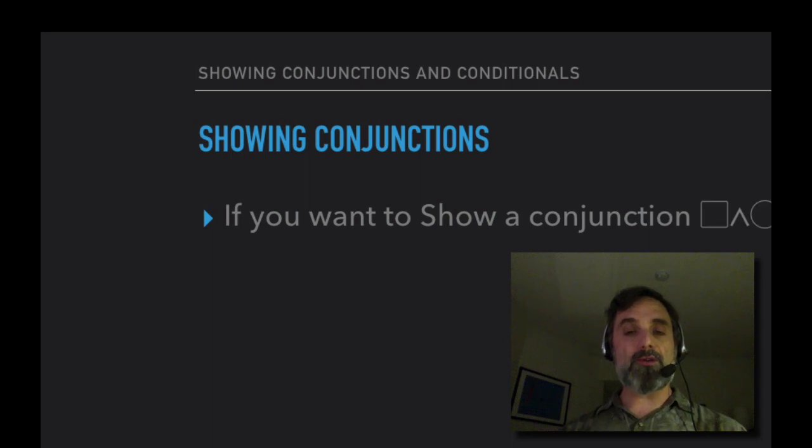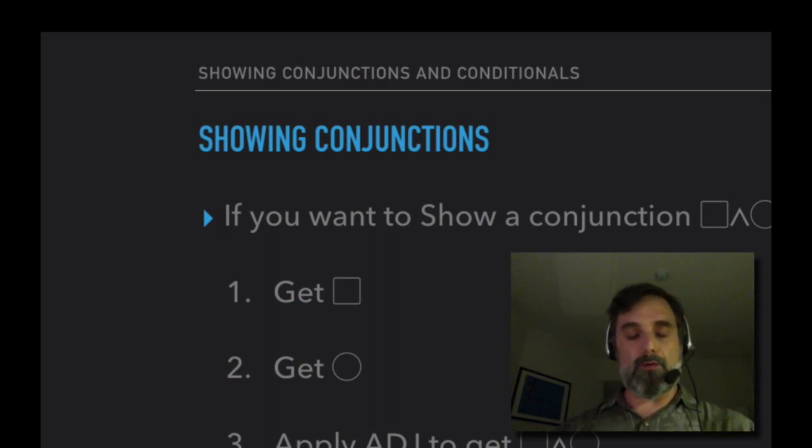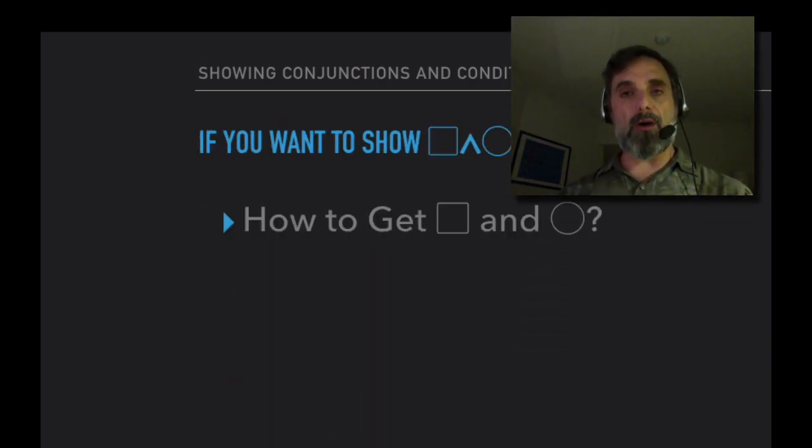So let's suppose you want to show a conjunction, box and circle. How would you proceed prior to learning about subderivations, or just in general? Well, you'd get box, then you'd get circle, then you'd apply a join to put them together to build the conjunction, and then you'd apply DD. So the two sort of challenging steps are 1 and 2. How then do you get box and how do you get circle?